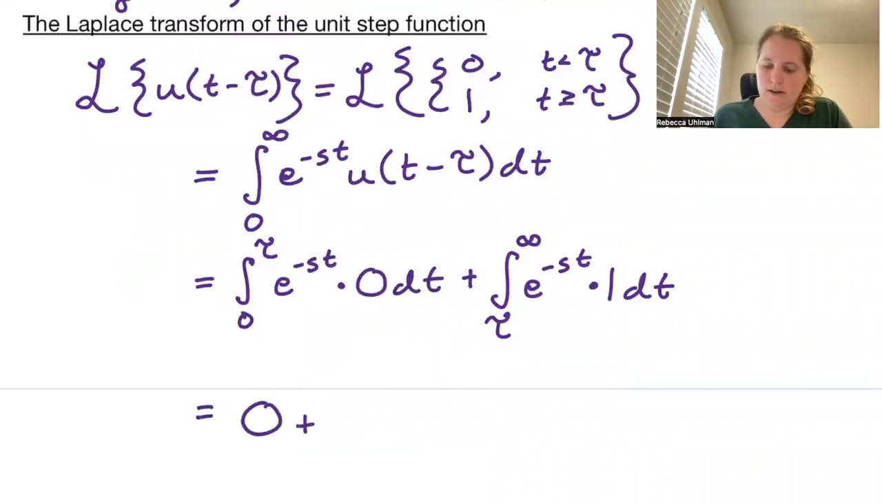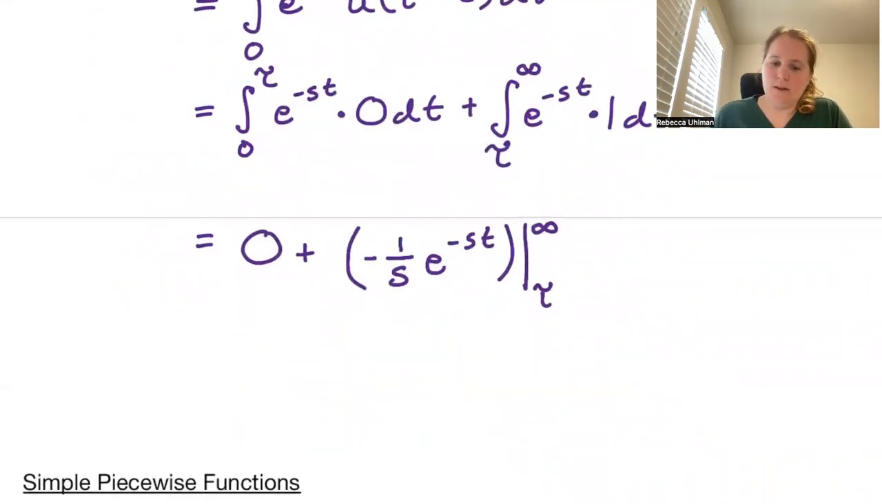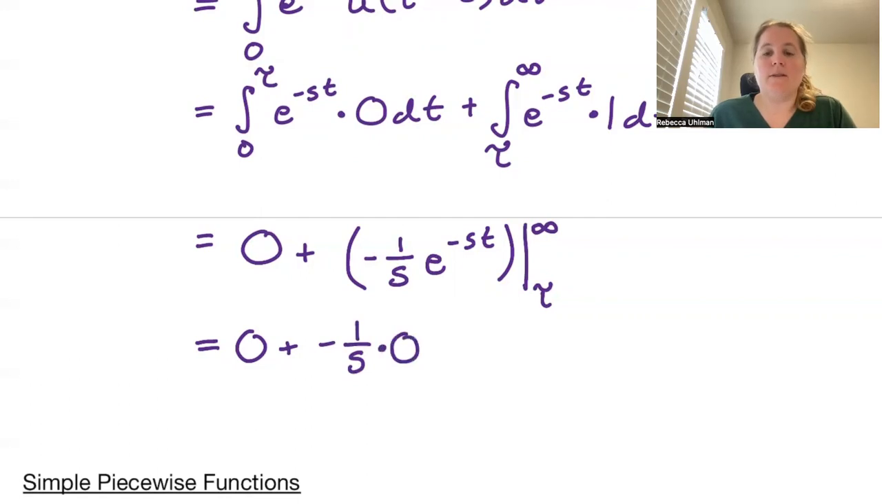Again, this first definite integral is just 0. And then we are looking at integrating e to the negative st. We would have negative 1 over s, e to the negative st. And then evaluating, I'm going to do sloppy form and just say evaluating from tau to infinity. So this becomes 0 plus negative 1 over s times 0. Right? As we let that upper limit go to infinity, e to the negative st will go to 0. And then we will subtract a negative 1 over s, e to the negative s times tau.